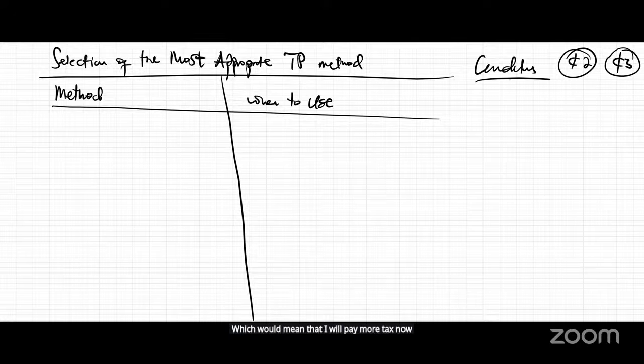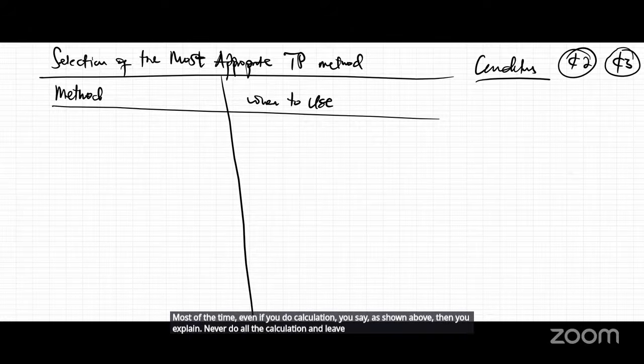So are we supposed to do the calculation? Or am I supposed to write the English? It depends on whether information was given. Most of the time, even if you do calculation, you say as shown above, then you explain. Never do only calculation and leave it there. You will not get the full mark. You must still explain why you did the calculation the way you did.